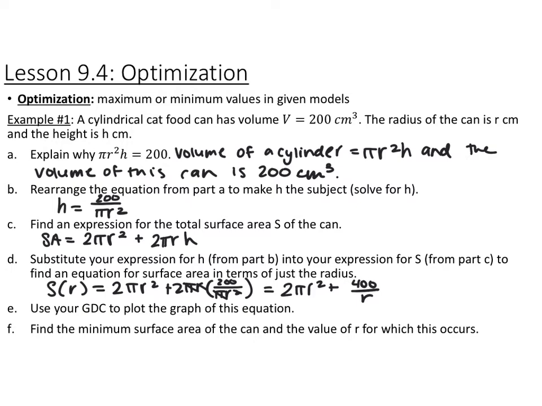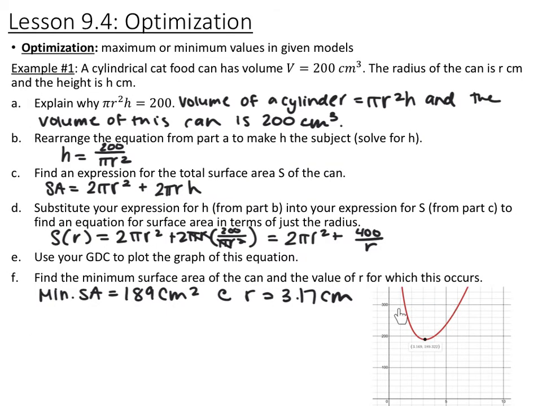Now we want to use our graphing calculator to plot this equation, so just graph it on your graphing calculator and then find the minimum surface area of the can and the value for r for which this occurs. So go ahead and pause the video and try the last part. Here's the graph of the function. I graphed it only for positive x's and positive y's because you can't have negative radius and you can't have negative surface area, so that's why I only graphed this one little part right here.